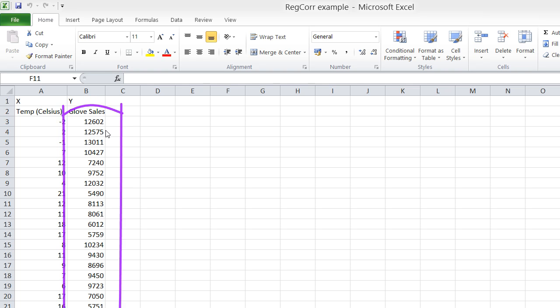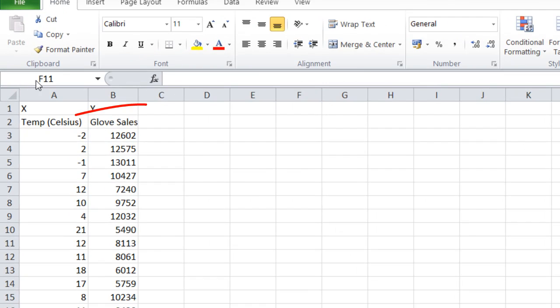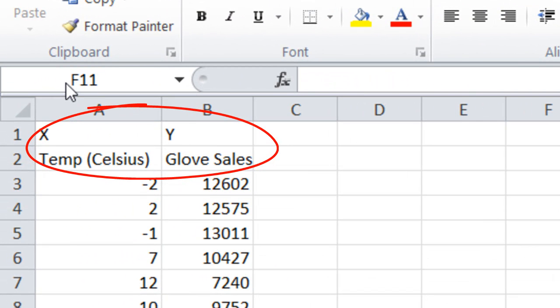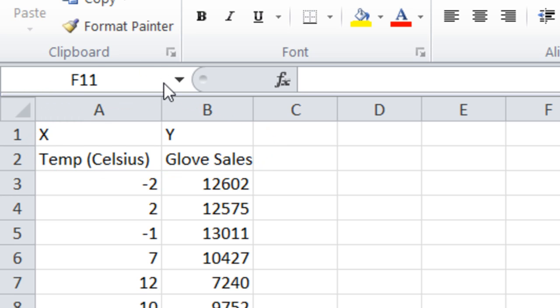I've chosen this strange example just because it should be clear to see that temperature is the one that should be influencing the glove sales. It would be very hard to make a case to say that glove sales were influencing the temperature outside. So that's allowed us to define very quickly which set of data would be independent, so that would be the temperature, and we always label that as X, and which set of data would be dependent, so the glove sales, which we always label as Y.